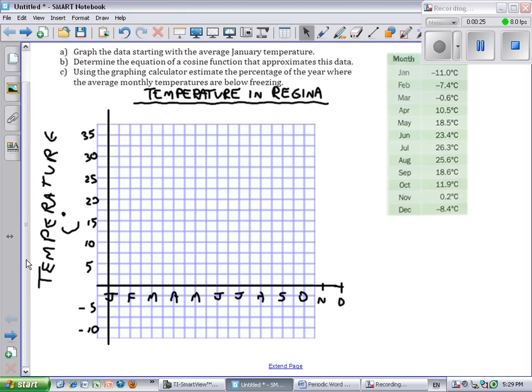I've broken up my graph accordingly, and now I'll plot some points. And these are average values. So January, -11, about right there. February, -7.4, about there. March, -0.6, very close there. April 10.5, right there. Whoops, right there.